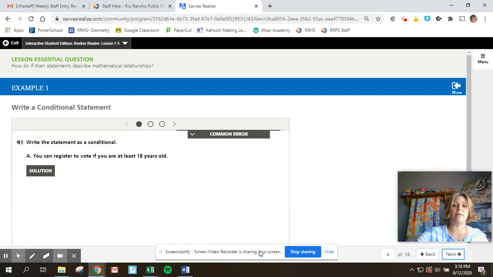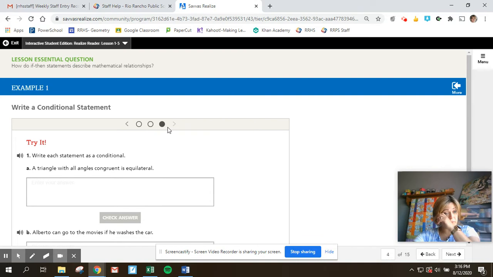So as we go through this, example 1, it says write a statement as a conditional. So you are going to take whatever sentence they give you and make it into an if-then statement. So it says you can register to vote if you are at least 18 years old. So there is an if in that sentence. You might have to rearrange it to make it be an if-then statement, but sometimes there won't be an if or then in the question at all. So you'll have to determine what the hypothesis is or what's causing that conclusion. And there's some more examples in here. Okay, and so you'll do that.